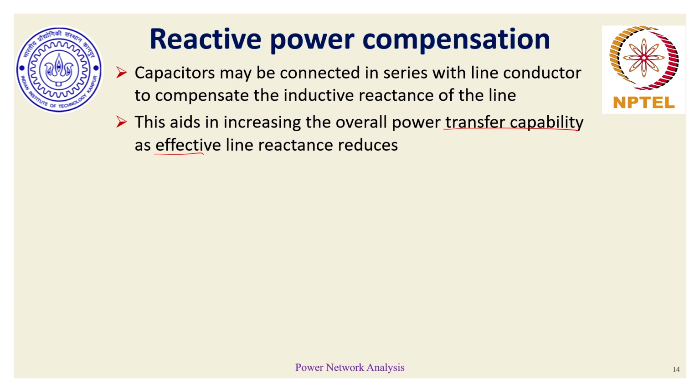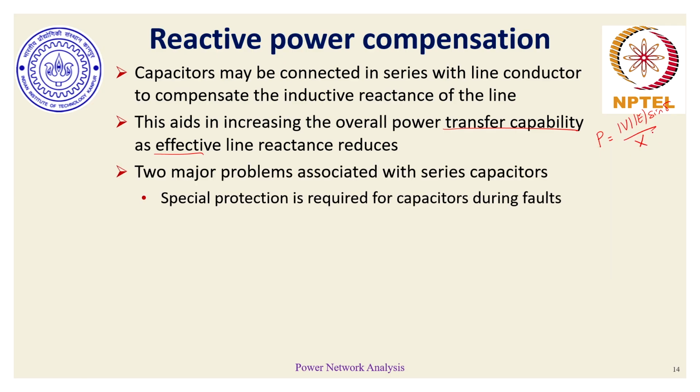Remember, where is this notion coming from? This notion is coming from the fact that if we recollect the power expression for generators, similarly we have seen the expressions for the lossless line. The real power expression here was basically a function of two voltages, V, E sine delta by X. If the value of X goes down, the corresponding value of P would go up. That's the reason why if we connect series capacitors, the overall line reactance might go down, which may help in improving the real power transfer capability of the line.